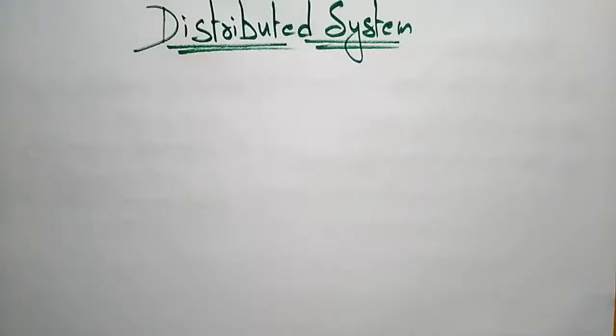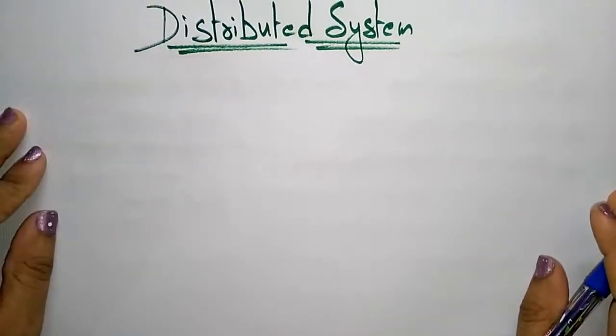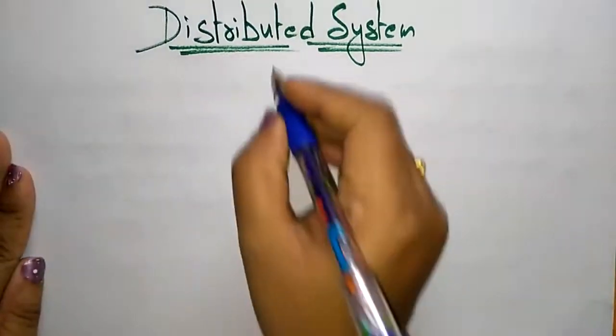Hi students, coming to the next topic, that is the distributed system. This is one type of operating system. Now let us see what this distributed system is.